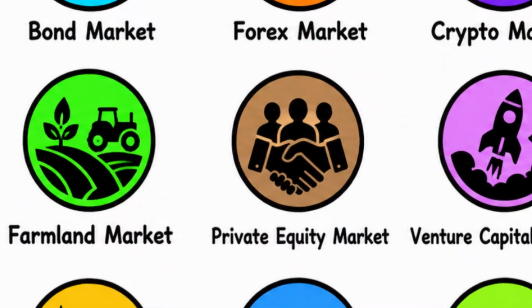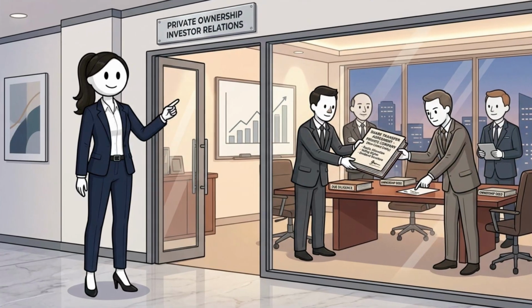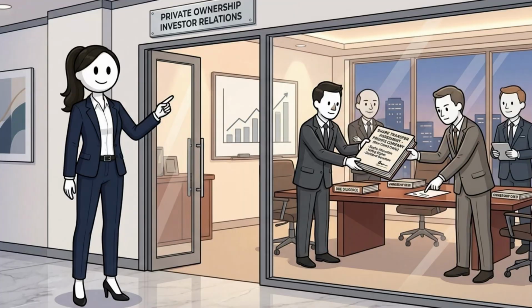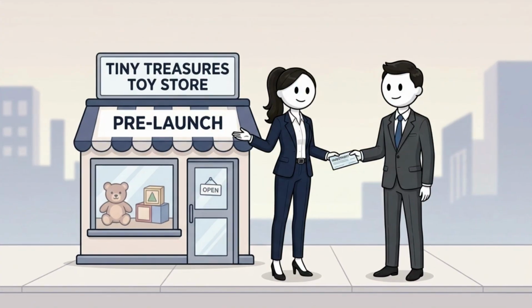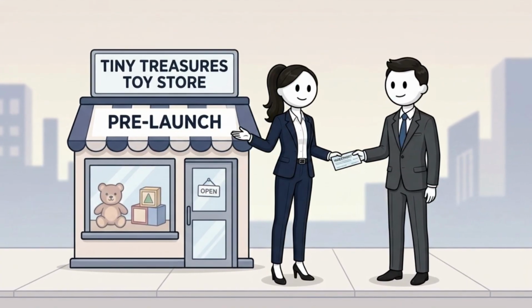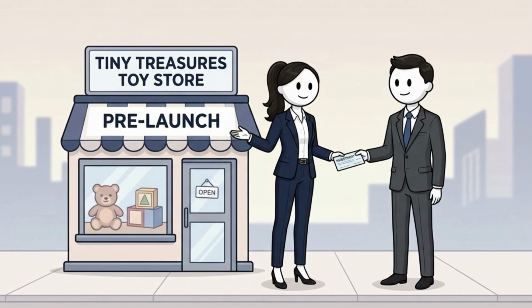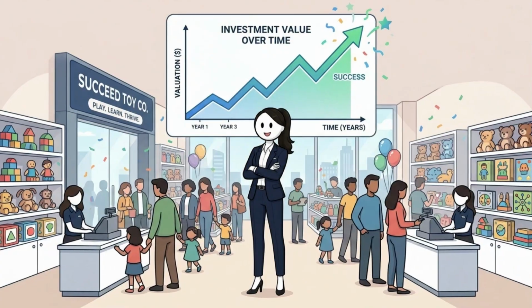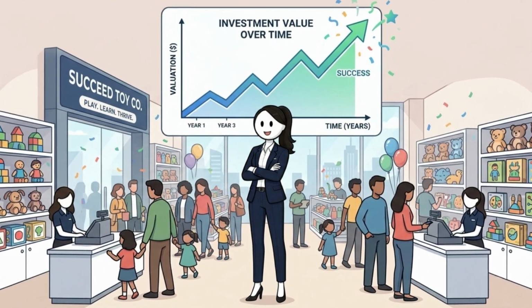The private equity market. The private equity market is where investors buy parts of companies that are not on the stock market. For example, imagine helping your cousin open a toy store before anyone else knows about it. If the toy store becomes super popular, your small piece becomes worth much more.